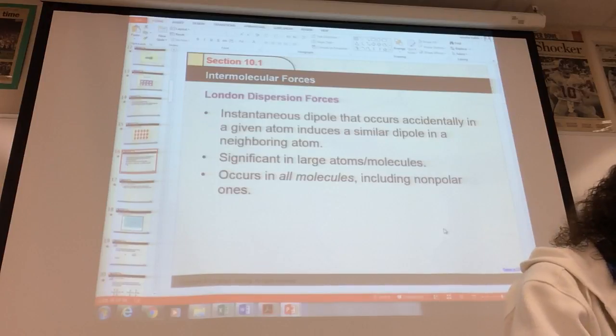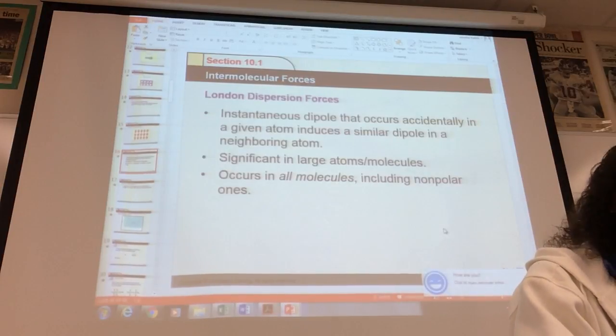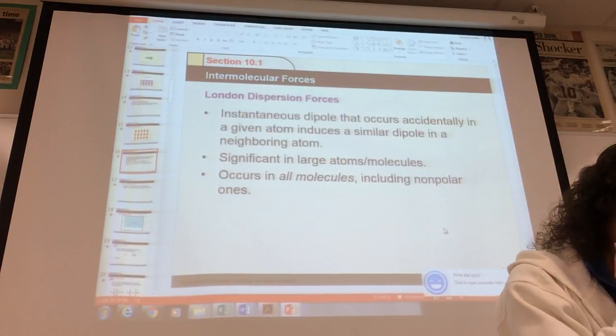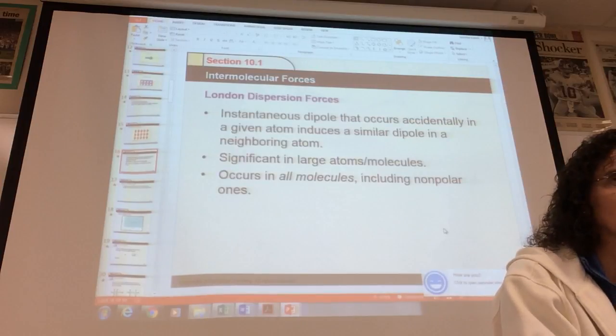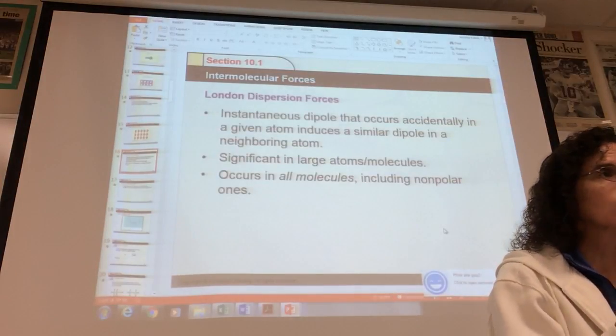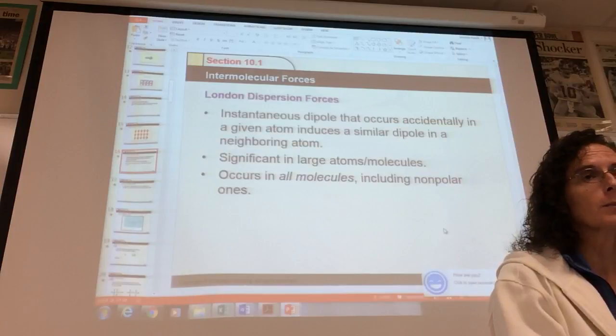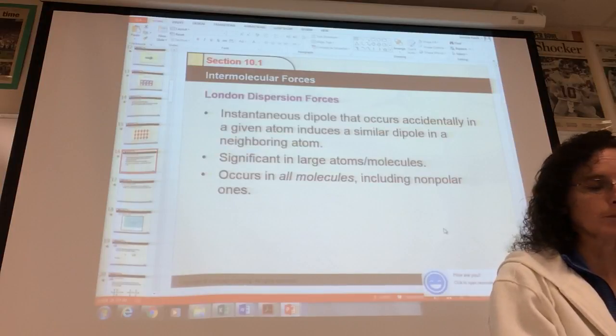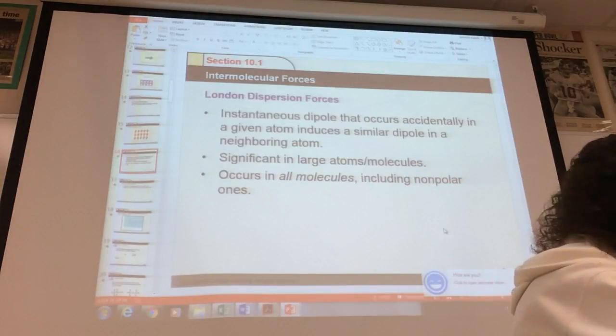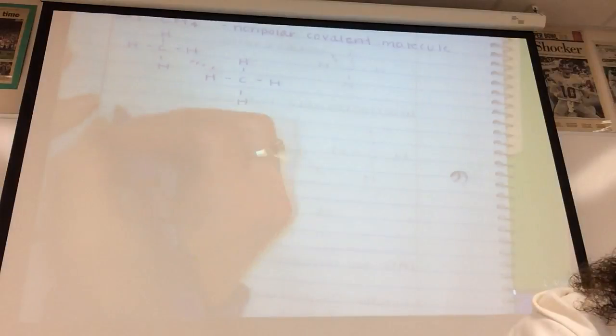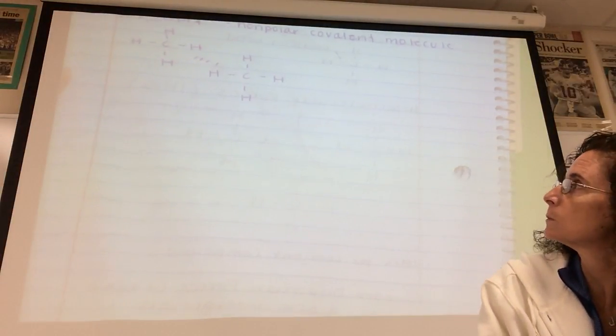All right, so the only type of intermolecular force found in nonpolar covalent molecules are London dispersion forces. They're the weakest. That's why nonpolar molecules will typically boil and melt at lower temperatures than polar molecules. All right, let's take a look at the next type, which is a dipole to dipole interaction.